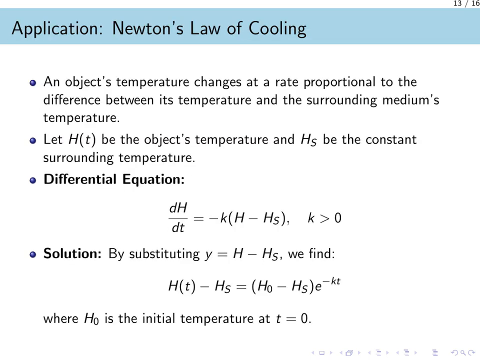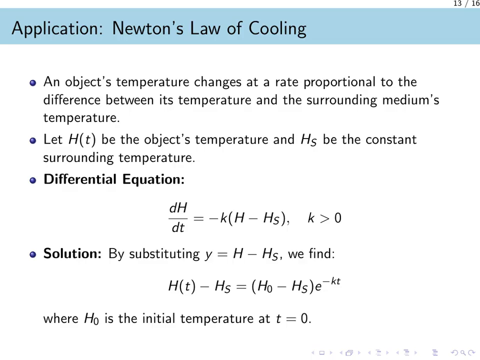Let us now apply our model of exponential change to a common physical process known as Newton's law of cooling. This law explains how an object's temperature changes when it is placed in an environment with a different, constant temperature. The core idea is that the rate of change of the object's temperature is directly proportional to the difference between its temperature and the surrounding temperature.